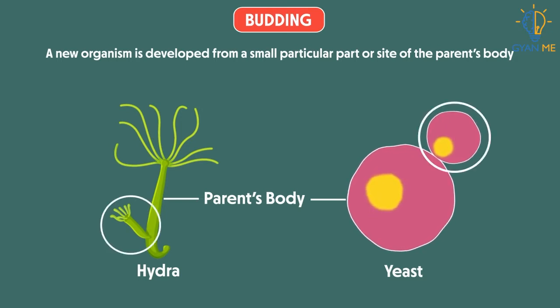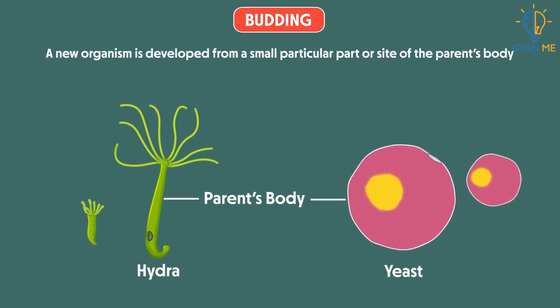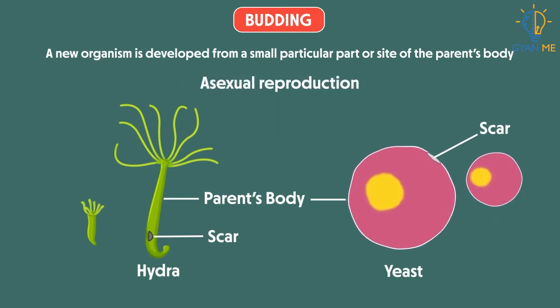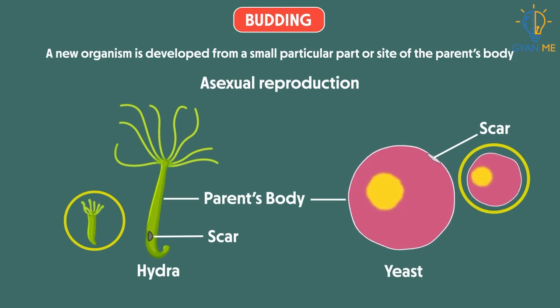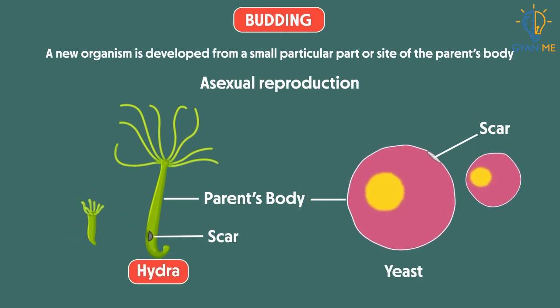This newly developed organism remains attached to the parent's body till it grows further. It then separates from the parent organism when it gets mature, leaving a scar on the parent body. As this is asexual reproduction, the newly developed organism is a replica of the parent and is genetically identical to it. For example, both the hydra and yeast reproduce by the process of budding. So let's see budding in yeast first.